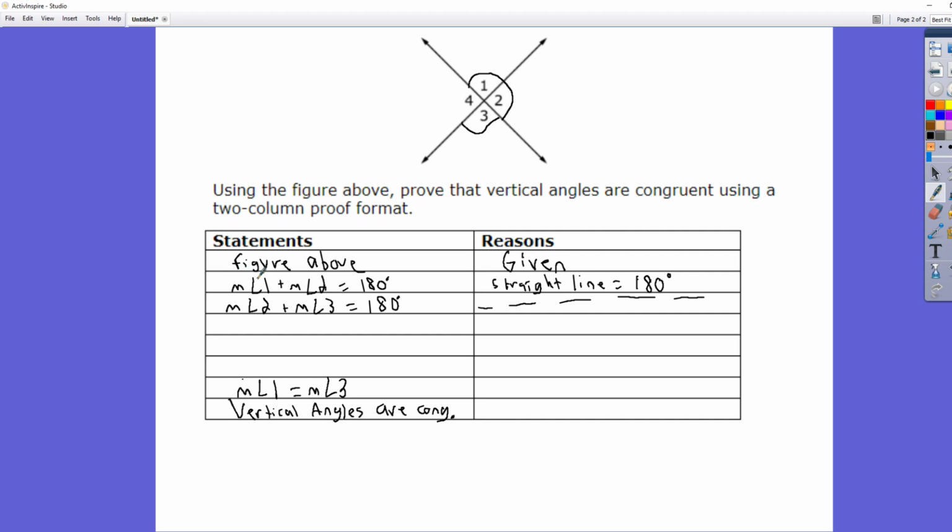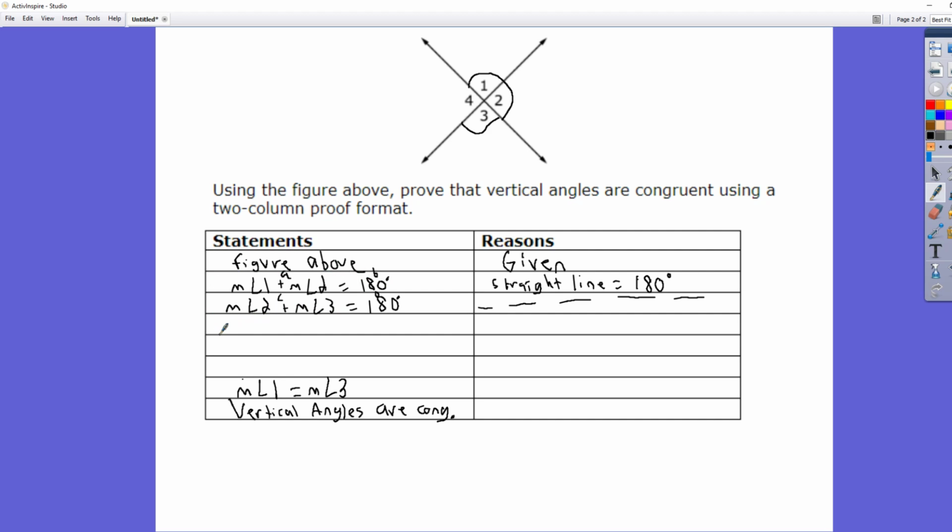Well, if you notice, both of these things are equal to 180. That means they're equal to each other. So you have two possible choices. You could say the transitive property, if this is your A, and this is your B, and this is your B again, and it's equal to your C over here, then A would equal C, or you can just say substitution, because if you substitute 180 with the measure of angle 2 plus the measure of angle 3 into here, you set them equal to each other.